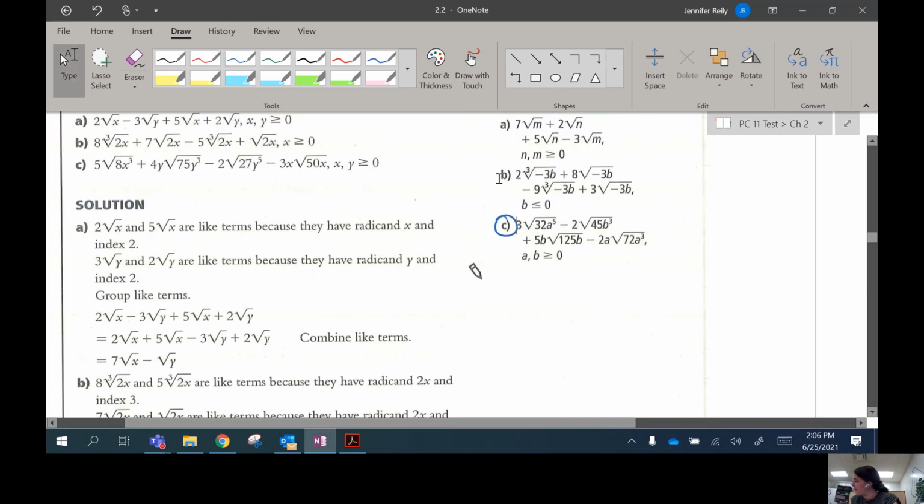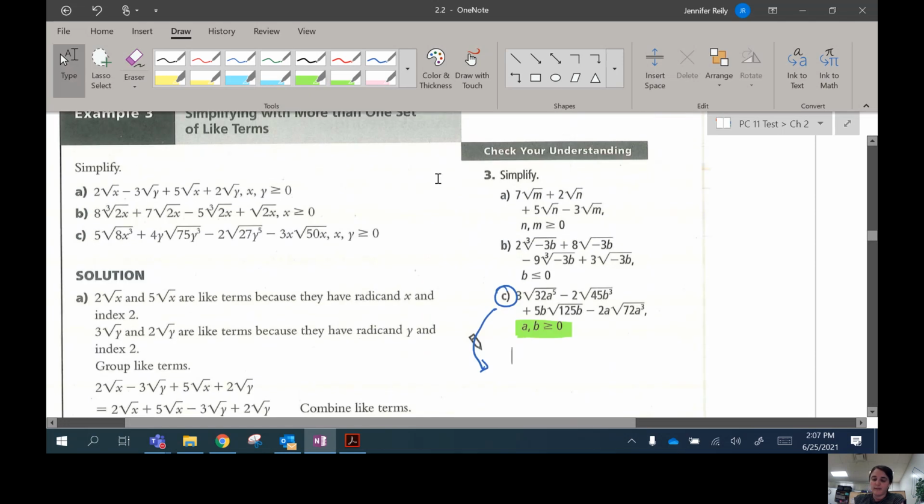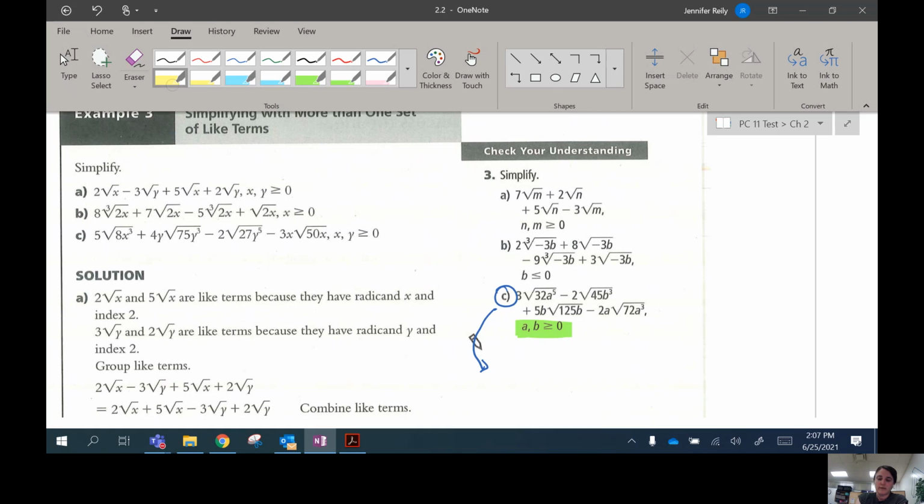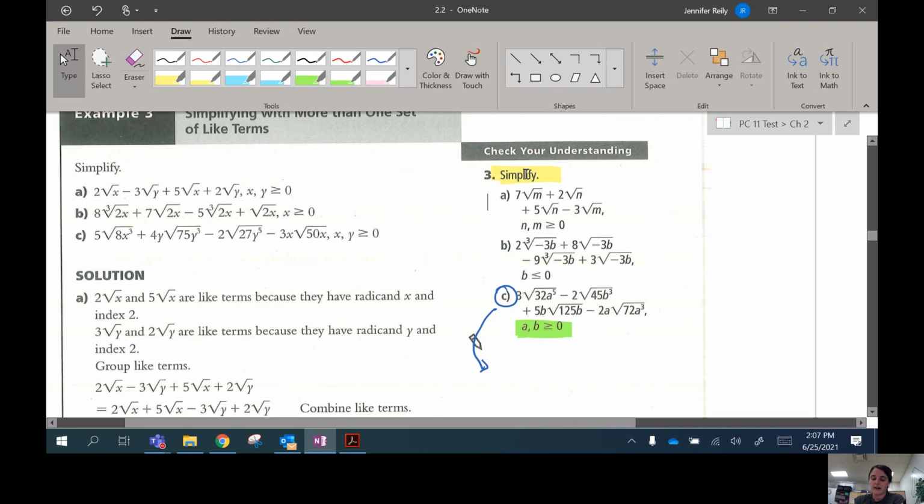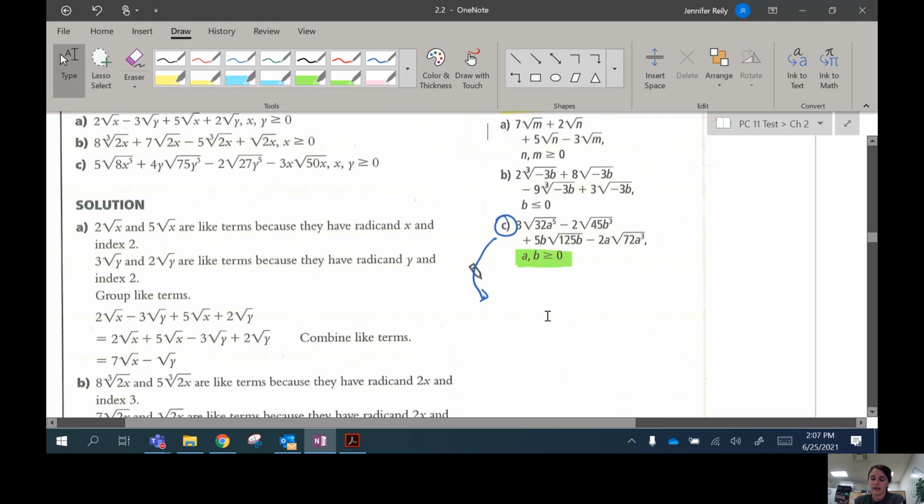Okay. Let's look at that one. So we're going to be simplifying this. They've already done the variables for us, so I don't have to do that step. So all I'm doing here is just simplifying. Notice the question asks just simplify because they're taking care of what values of the variables are allowed.